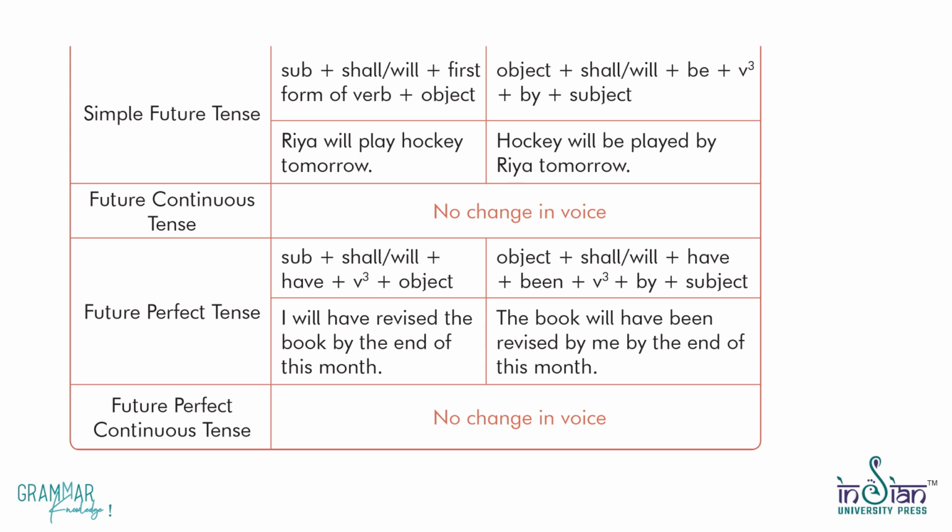Future perfect tense. Subject plus shall, will plus have plus V3 plus object. I will have revised the book by the end of this month. Object plus shall, will plus have plus been plus V3 plus by plus subject. The book will have been revised by me by the end of this month. Future perfect continuous tense. No change in voice.